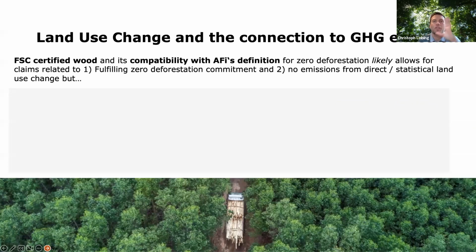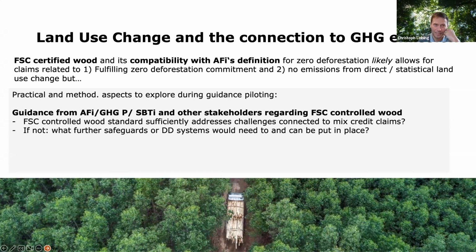So in general, how does this then connect with the land use change commitment and greenhouse gas emissions? In general, what we do count on basically is that our FSC certified wood can be counted as zero deforestation because it has a very high alignment with the definition how AFI is now proposing to interpret deforestation. So that would then allow us, by having FSC certified wood, to claim zero deforestation and also to claim no emissions stemming from direct or statistical land use change. But there are some very critical, practical aspects, I think, to consider.